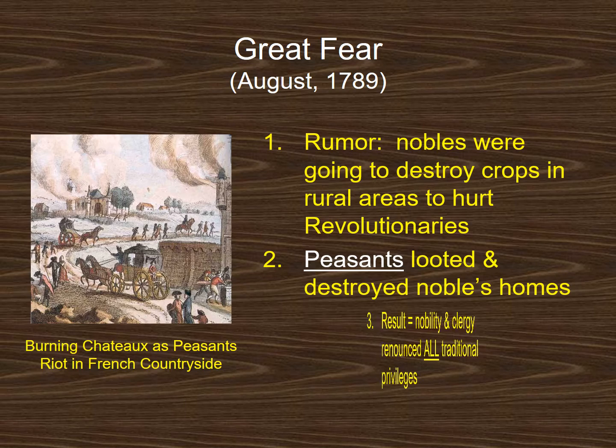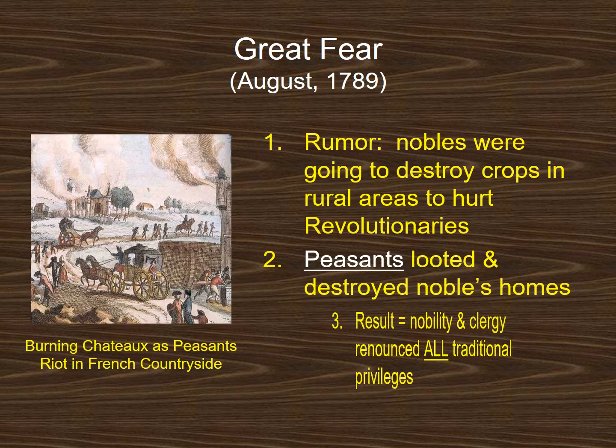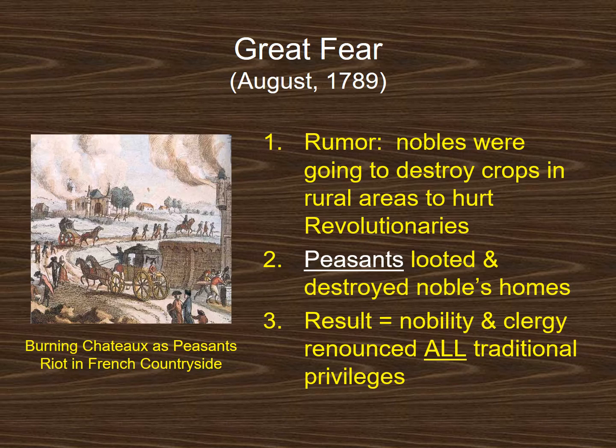The nobles were fearful of what was going on, and they realized that this uprising was spreading throughout the entire countryside. So what they did was they went out in public and they renounced all of their traditional privileges that had been in place for centuries.